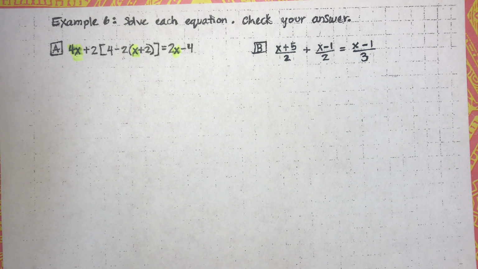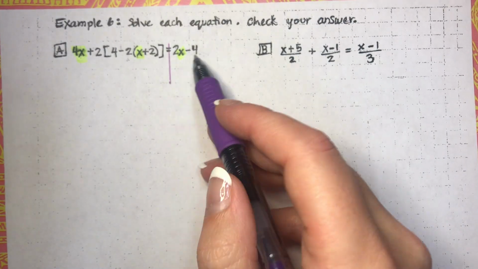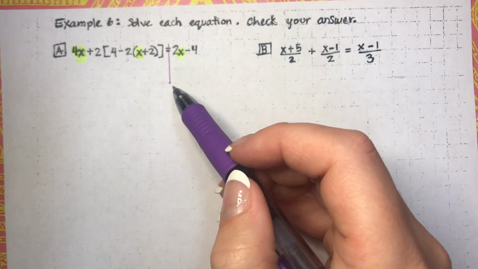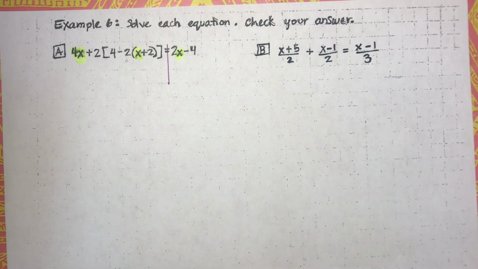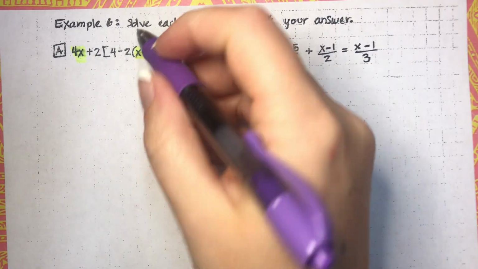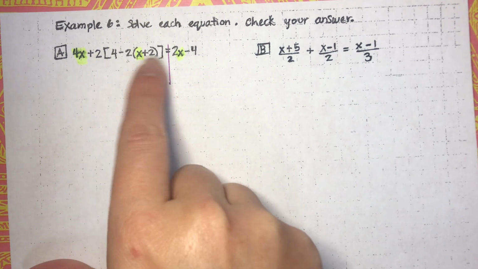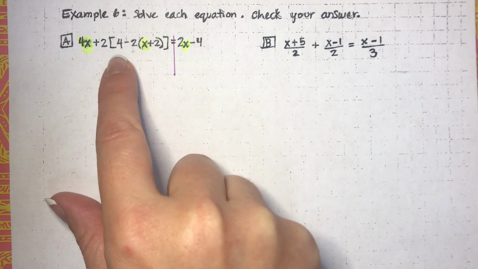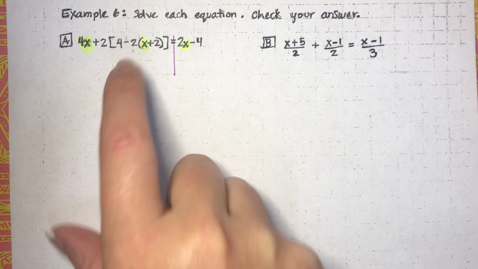So what we need to do is simplify each side of the equation. This over here is already simplified, so we're just going to write that over. But we need to simplify this portion over here, and we're going to do so by using the distributive property, okay? This is a bracket, but that's kind of like a parenthesis. They use parentheses and brackets, but they're really both parentheses, just two different kinds to show that they're different.